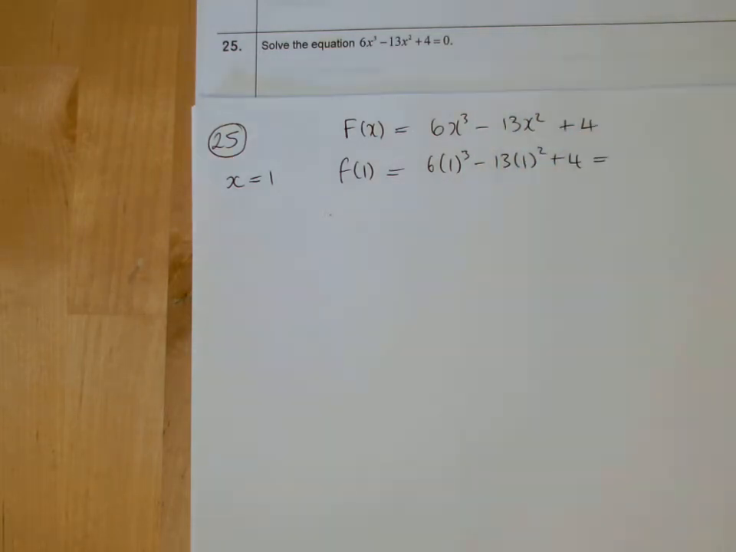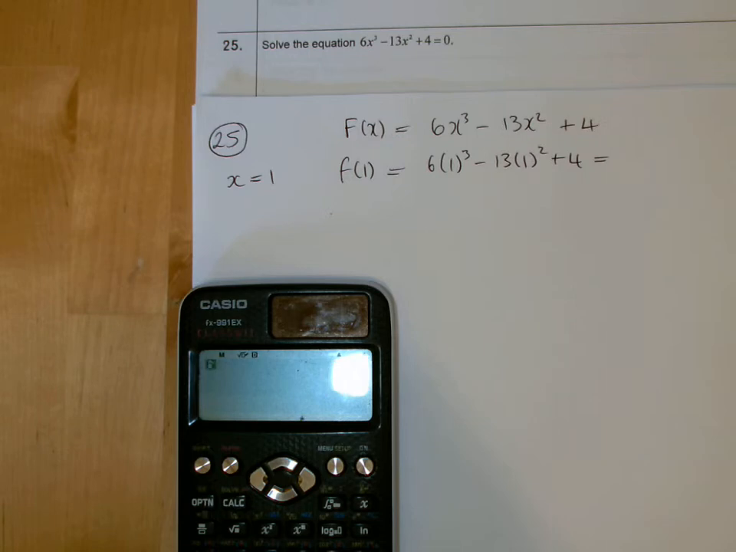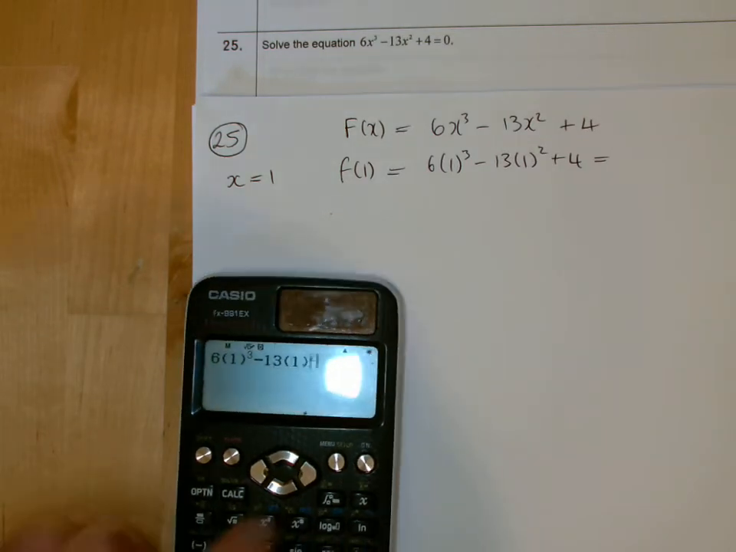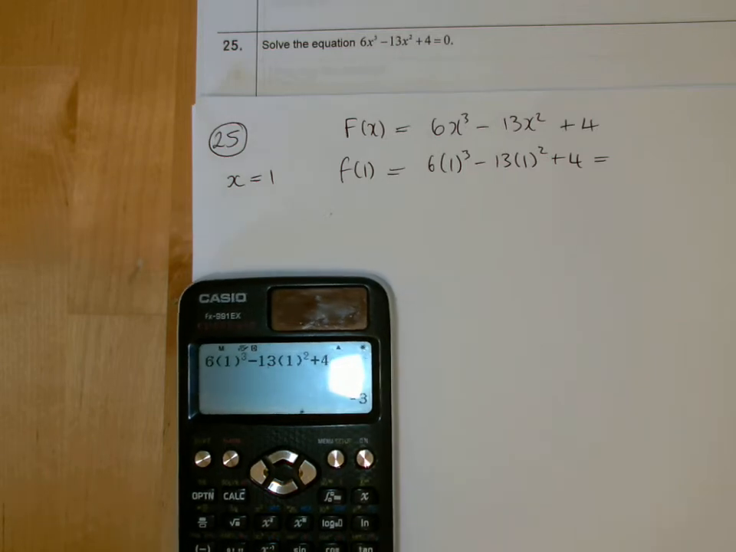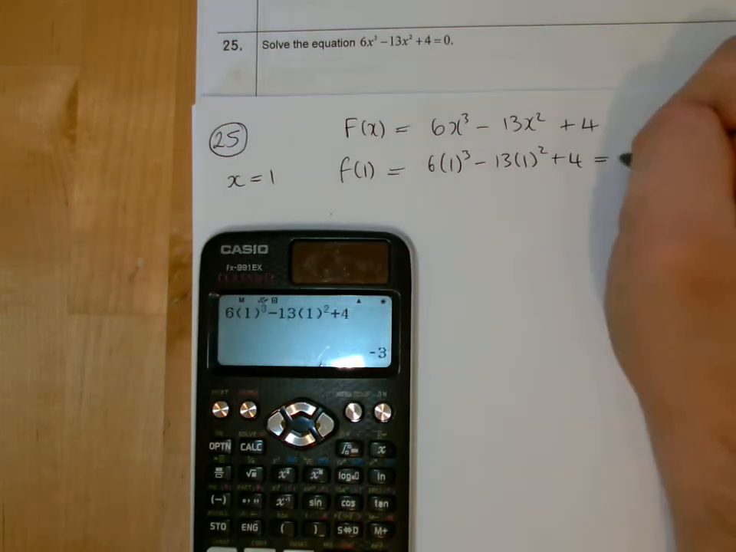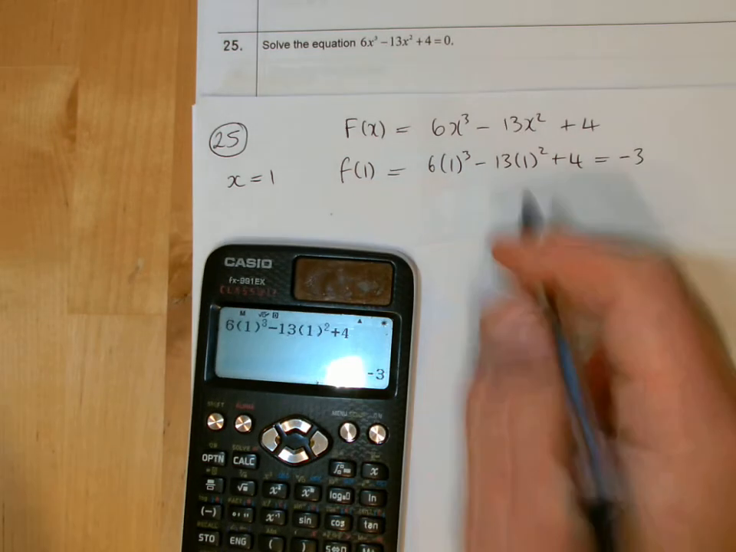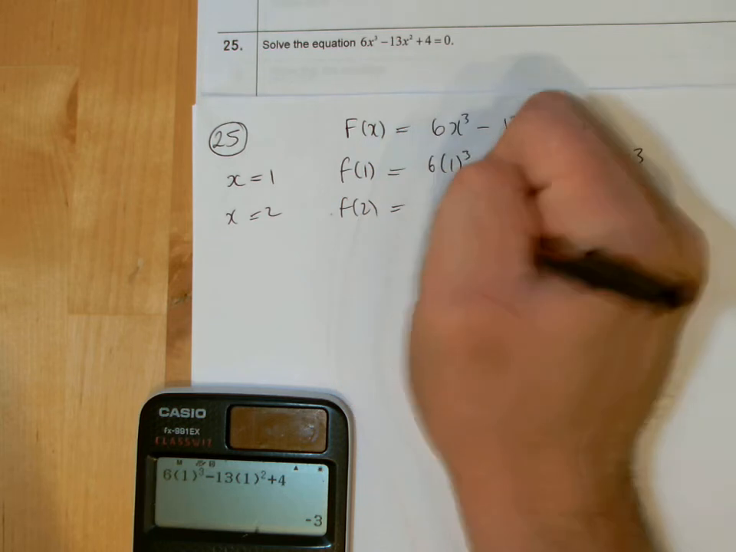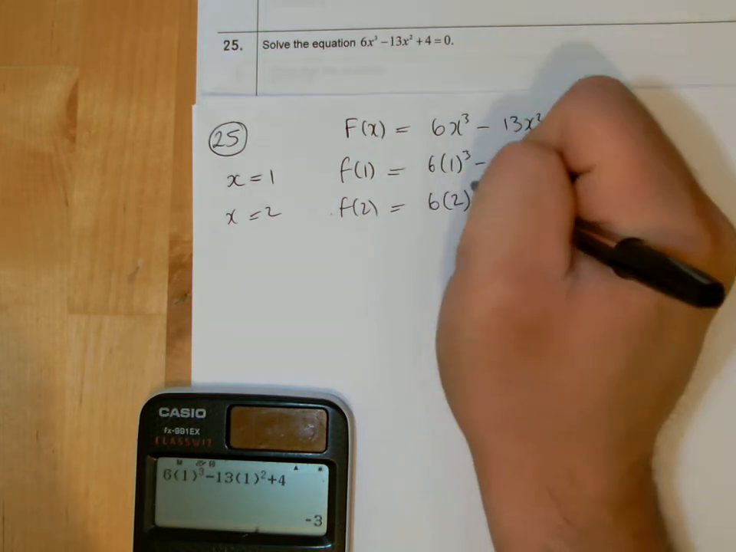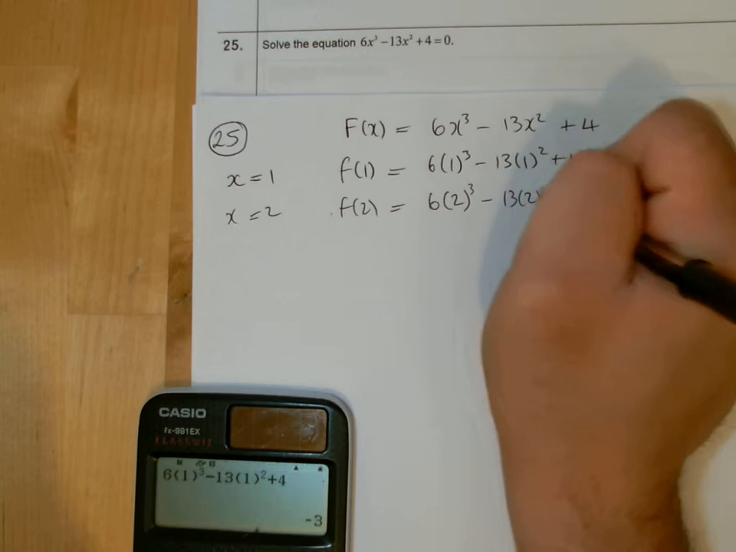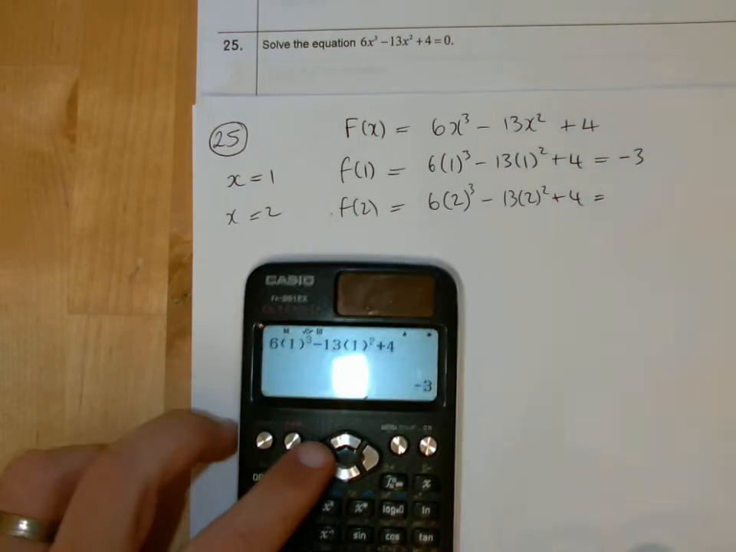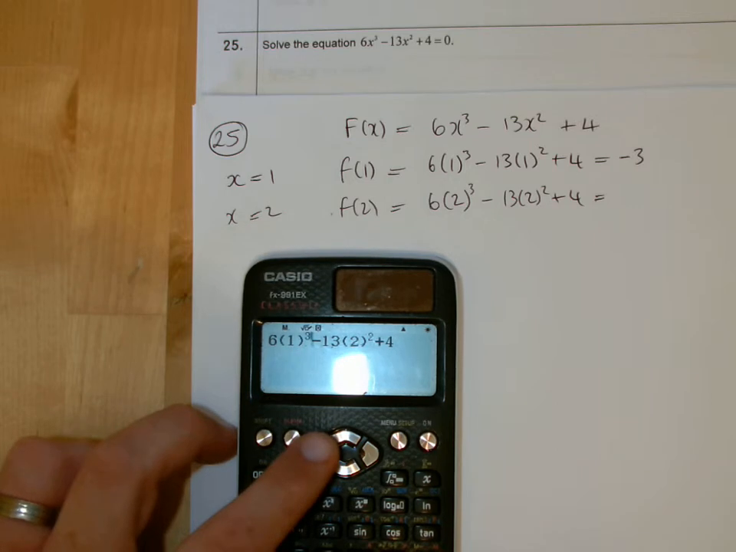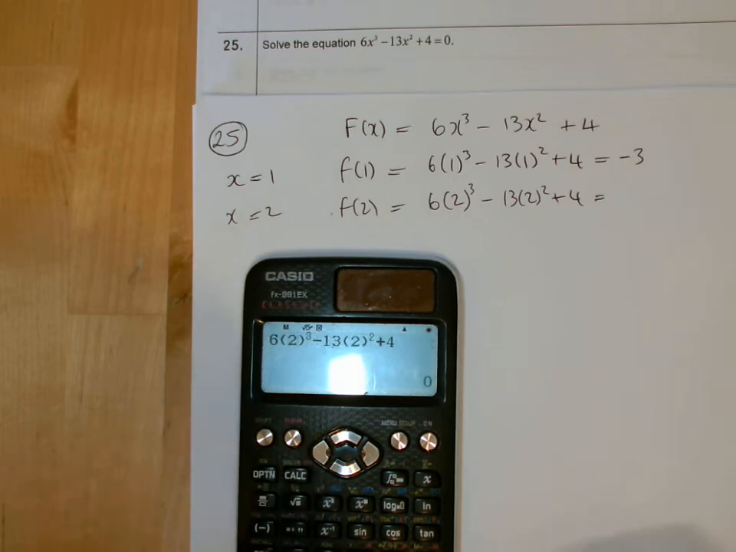So if I do that on my calculator, 6 times 1 cubed, take away 13 times 1 squared, plus 4, it comes out to be minus 3. So it doesn't come out to be 0, so that's no good. If 1 doesn't work, let's check 2. x equals 2, so you sub that in. On my calculator, I press the replay button, go back and change that to 2. And it comes out to be 0.